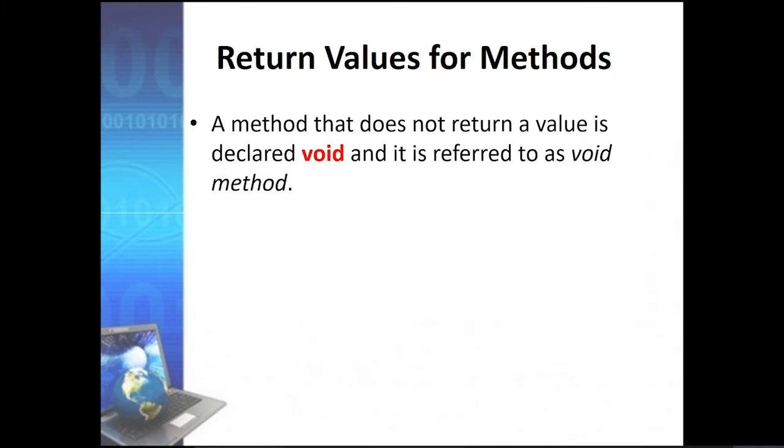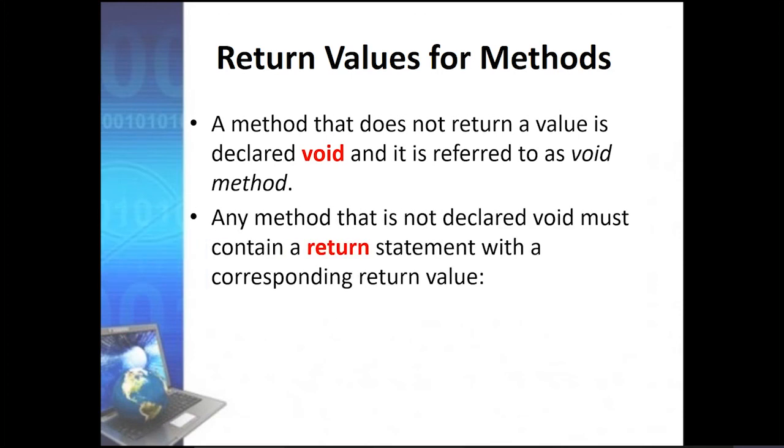Okay, so if a method does not return any value, you should declare void to reference it as a void method. So again, if you have a void method, wala tayong i-return. So we use the keyword void. And then any method that is not declared void must contain a return statement with a corresponding return value. So if you're not going to use void on a method, it means you'll be returning something, and Java will be expecting that you return a value. Okay, pag wala kayo ni-return na value, magkakaroon siya ng error.